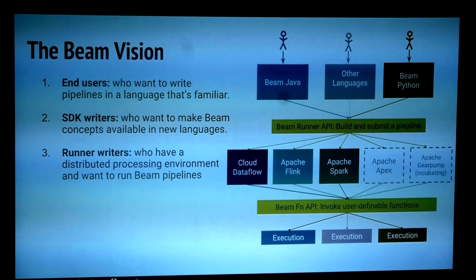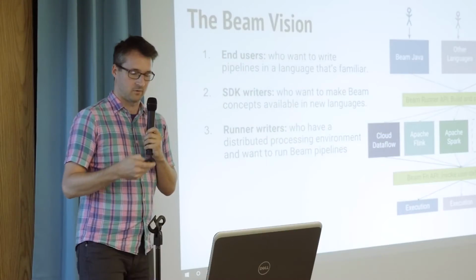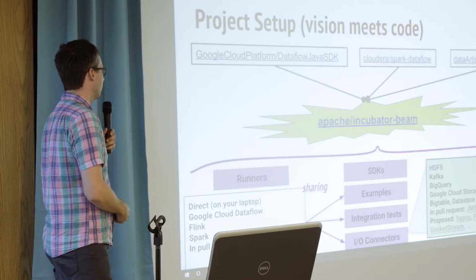Maybe somebody wants to write a Ruby SDK or an R SDK. And then the runner writers. They have a distributed processing environment like Apex. That's you guys in the back of the room. And you want to be able to run Beam pipelines, and you want to have a stable API to work with.